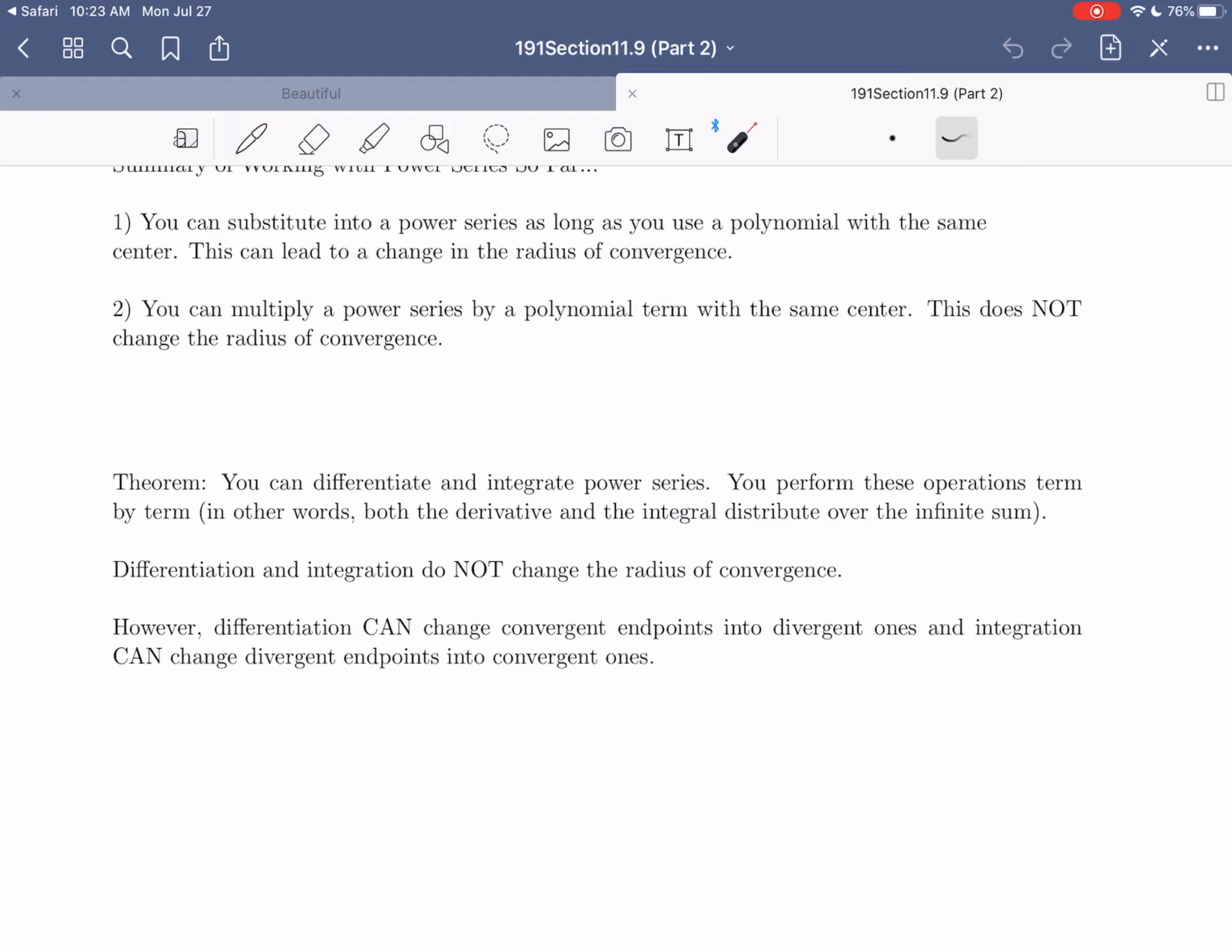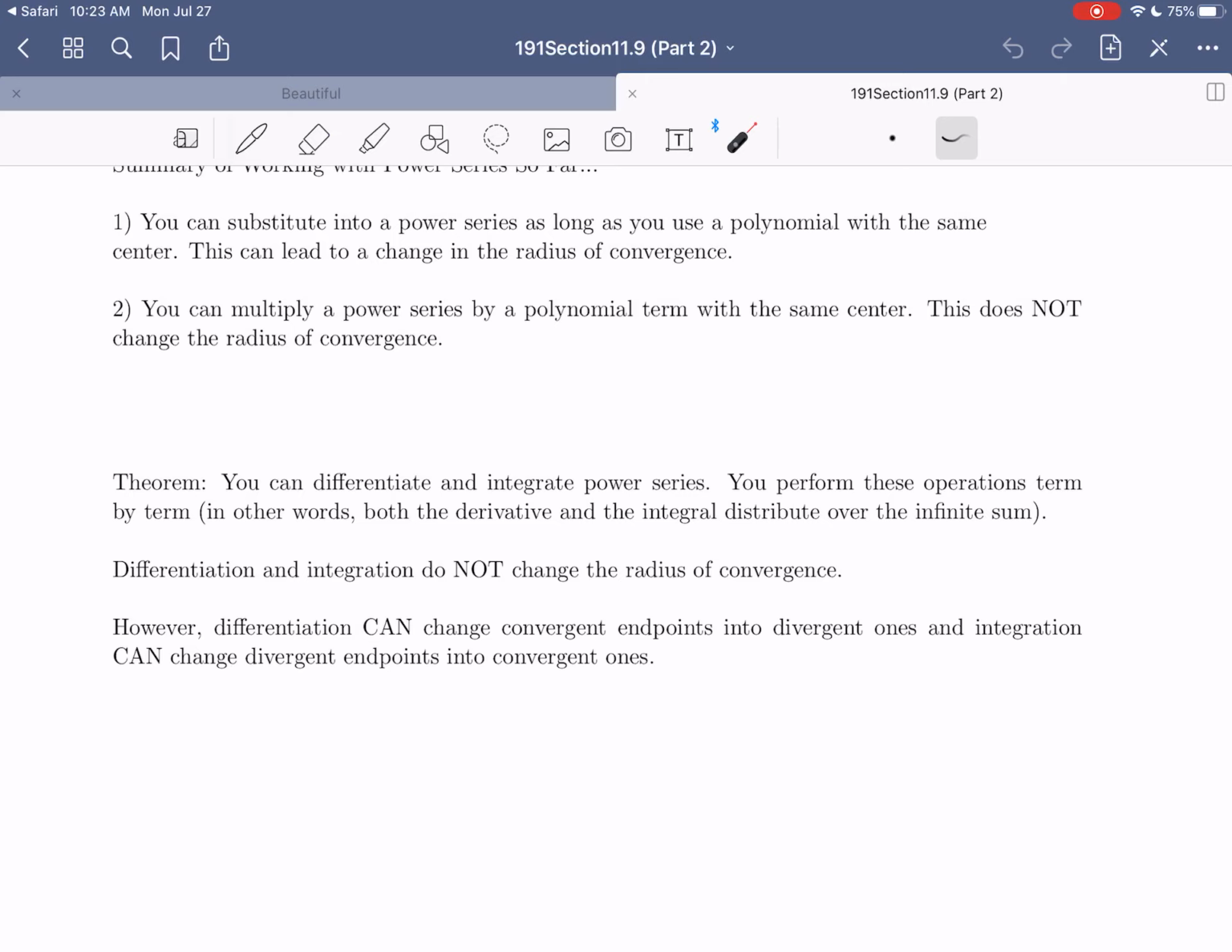The second part of this theorem tells us that you perform these operations term by term. In other words, you can think that the derivative and the integral, which we know distribute over finite sums, also distribute over infinite sums. So when we differentiate or integrate a power series, we can move that derivative or that integral through that infinite series and just integrate or differentiate the individual terms. We should make a note here, differentiation and integration do not change the radius of convergence.